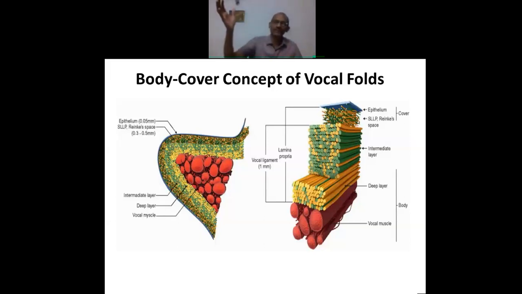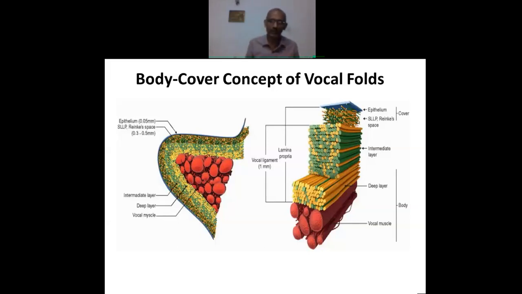And right on top is the cover, that is the epithelium. Although we tend to say mucosa interchangeably, strictly speaking, it's wrong. The covering of the vocal fold is the epithelium and the so-called Reinke's space, which is the superficial layer of the lamina propria. So that is called the cover, right there on top. As you see, the thickness is 0.05 and 0.3 to 0.5, so you can add that and have less than or barely 0.5 millimeters thickness, followed by about 1 millimeter of the middle layer, which forms the vocal ligament. Okay, so body and cover.